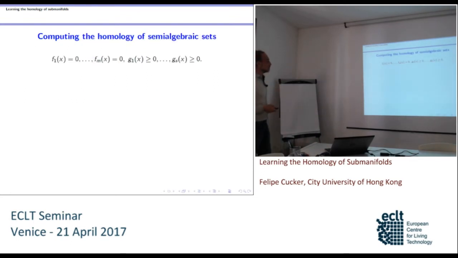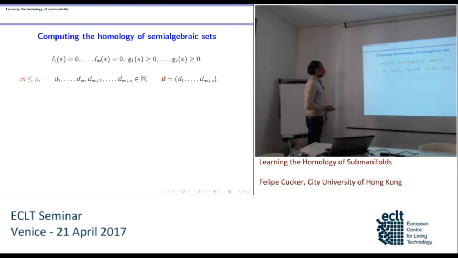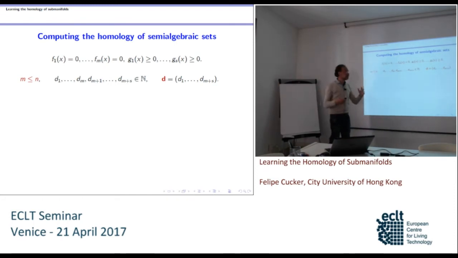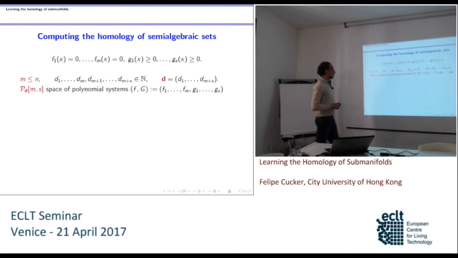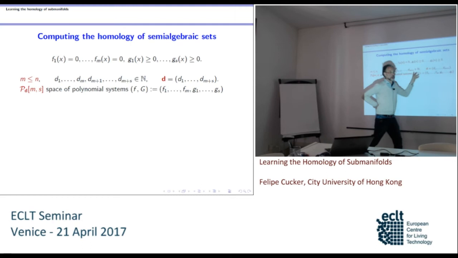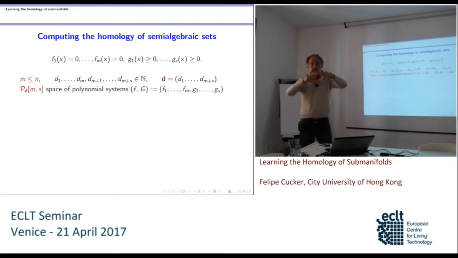We're now computing the homology of semi-algebraic sets. M, of course, is smaller or equal than n, where n is the number of variables. If we have more polynomials than variables, then we don't intersect anything, it's empty. S can be as many as you want. Then we consider P sub D M S, the space of all polynomial systems of this sort. I fix the degrees of the polynomials, and this is a linear space in which I can vary the coefficients.